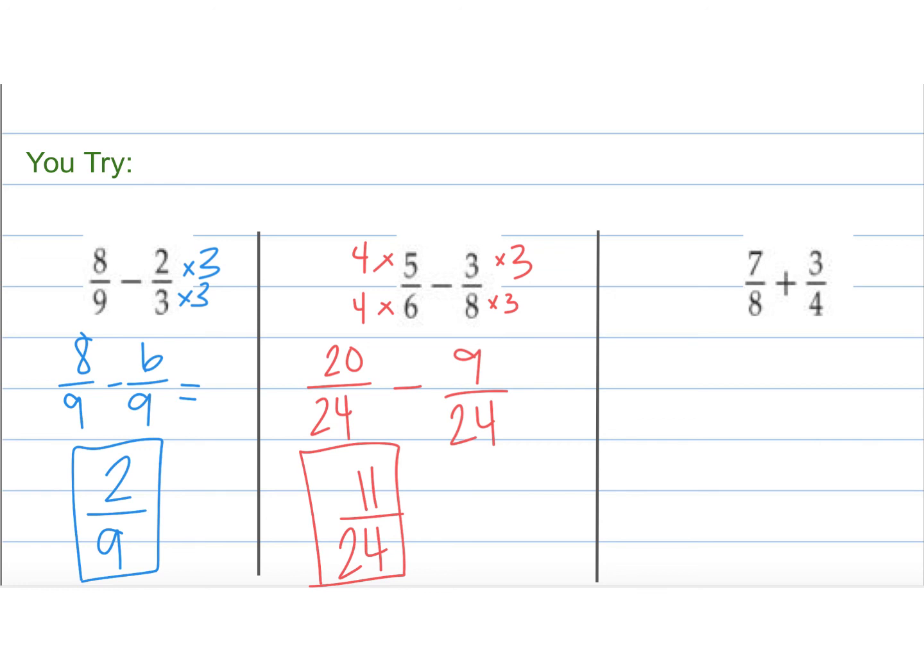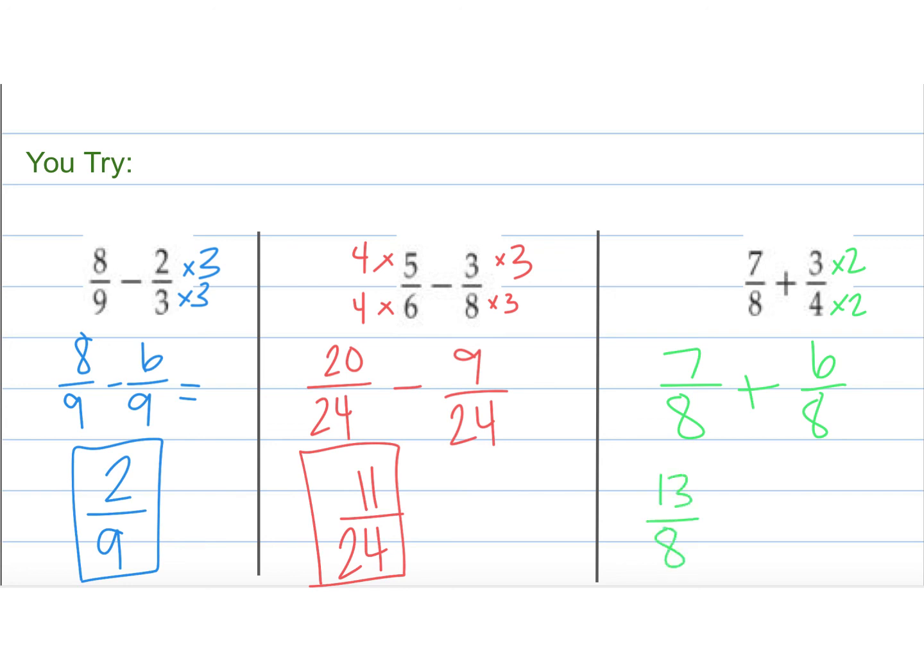Last one here, 7/8 plus 3/4. Common denominator would be 8, so I don't need to change that side at all. Multiply this side by 2. Looks like we're adding, so my new fraction would be 6/8. 7 plus 6 would be 13/8.